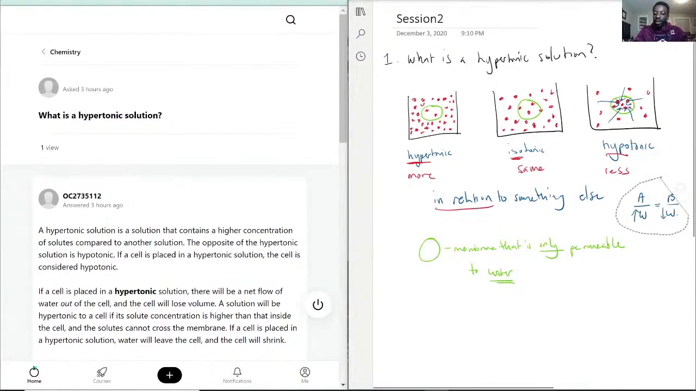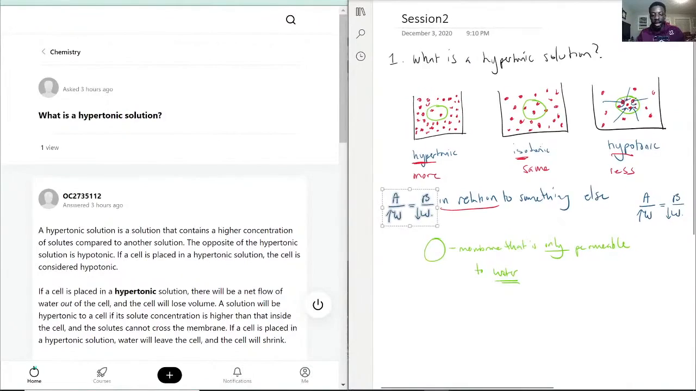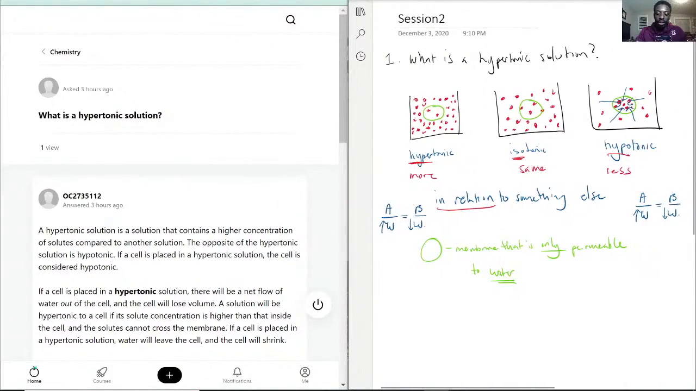Now for this, sorry, I'm just going to copy here. The reason why is because for the hypertonic, it's going to be exactly that, but the inverse. So instead of it being where you're going to now, actually I'm going to label it here. So A is the concentration inside the system, and B is the concentration of the solution, okay.